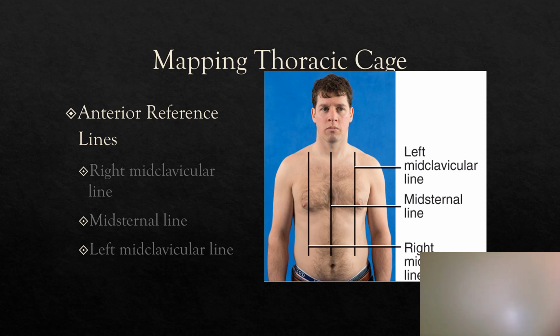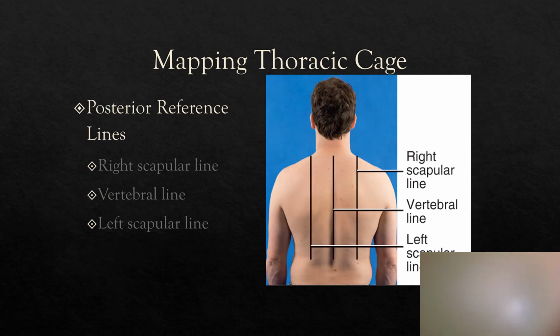But when we flip the client around to the back and we're looking at the posterior part, we're looking at the spine as being the center, so the vertebral line, and then we're looking at the scapula. So mid-scapular is going to be the right scapular line, and the left side, it would be the left scapular line.